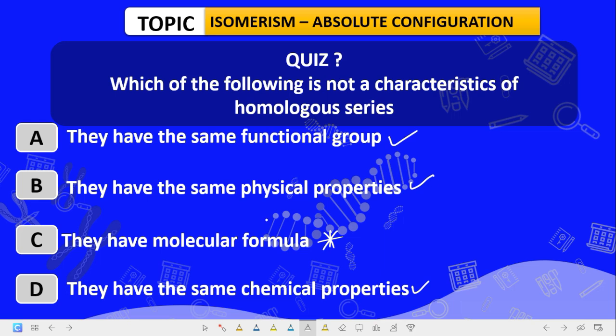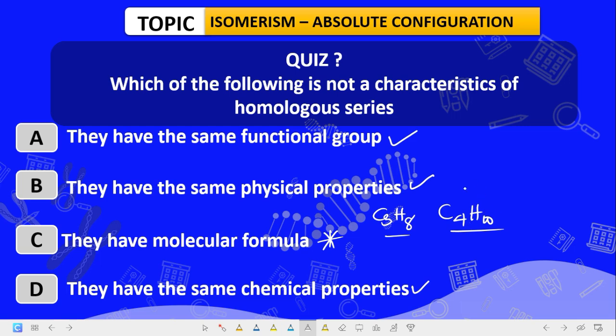All members of the same homologous series do not have the same molecular formula. They may have the same general formula, but not the same molecular formula. Is that understood? For instance, the molecular formula for propane is C3H8. The molecular formula for butane is C4H10. But these two compounds are in the same homologous series.